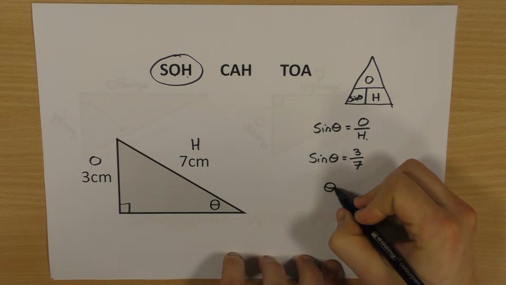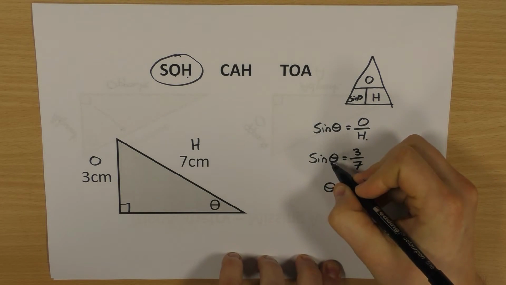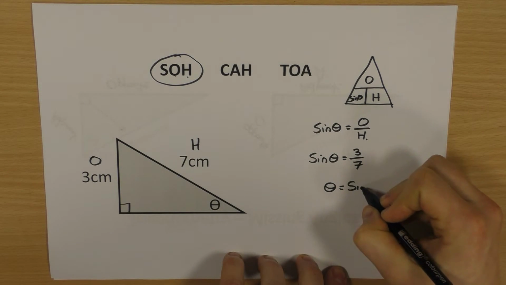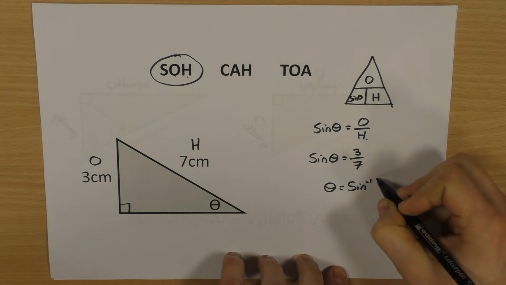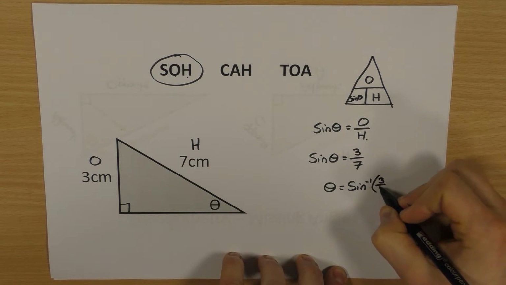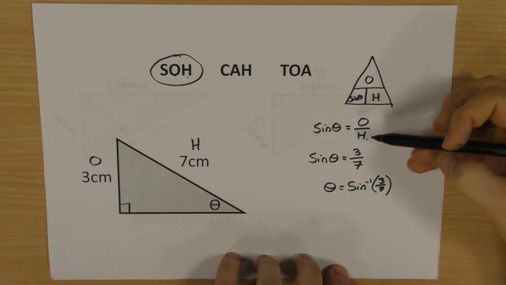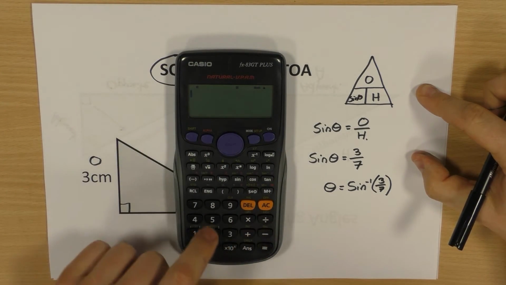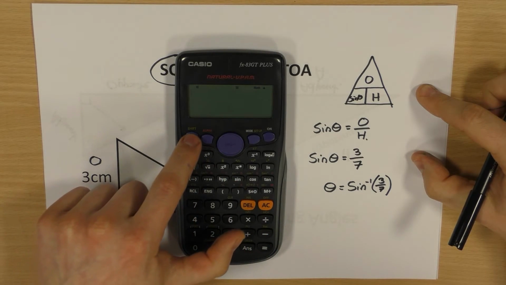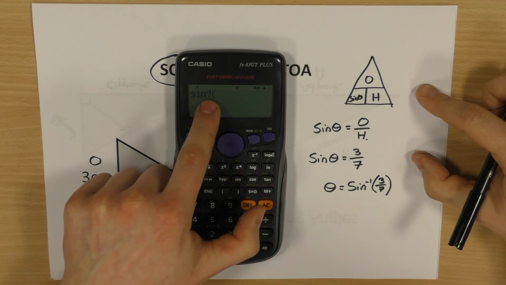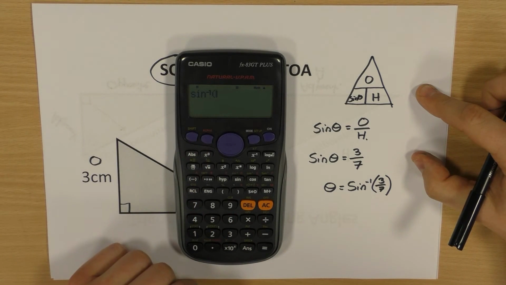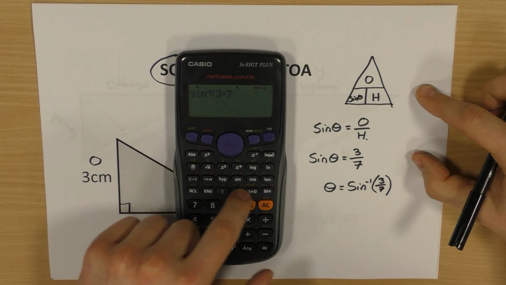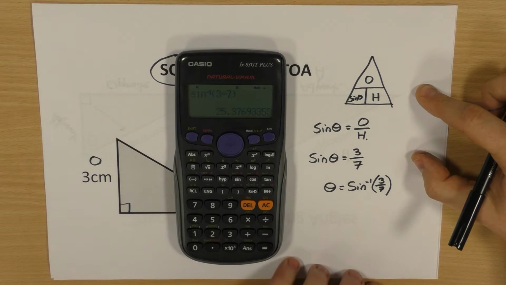So I need to get rid of this sine on this side. Now to do that, we do the inverse. We do the inverse of sine. So that's sine, and the little -1 tells you it's an inverse. And then I do the inverse of that whole thing, 3 divided by 7. So how do I do that on my calculator? Well, it's really easy. Where the sine is, all you do is press shift and then sine, and you should see you get a little -1 there. Brilliant, that is your inverse sine. You've got an open bracket, so 3 divided by 7. Don't forget to close your bracket, and you get the answer.